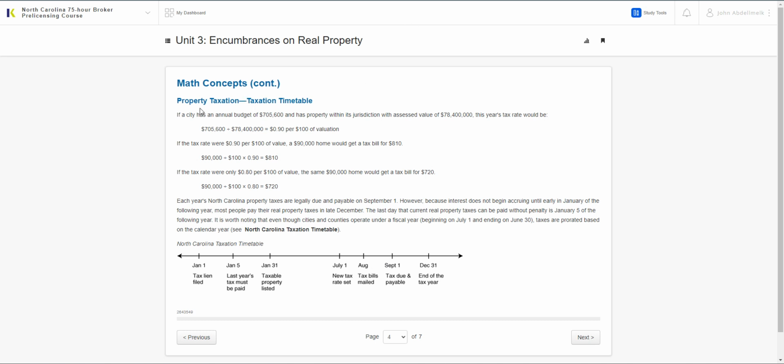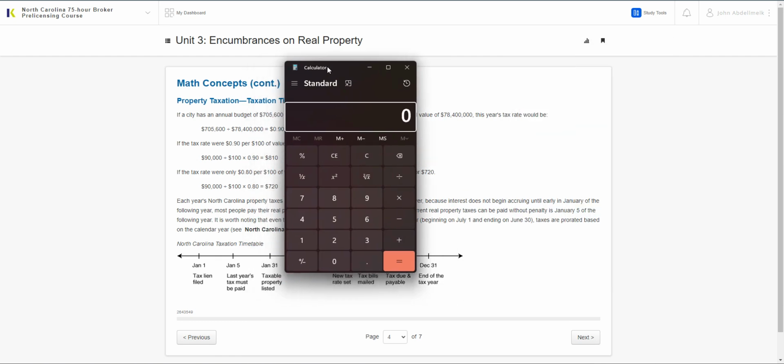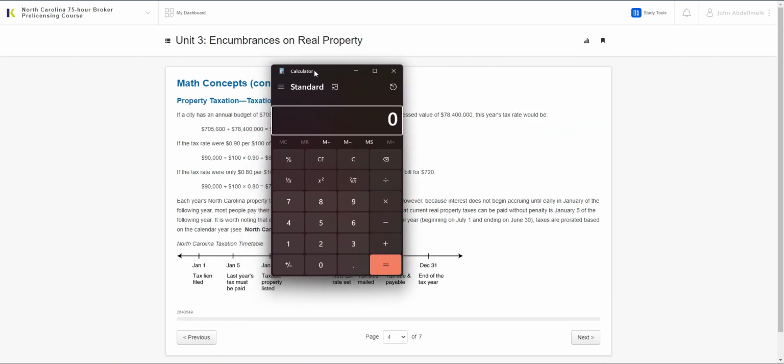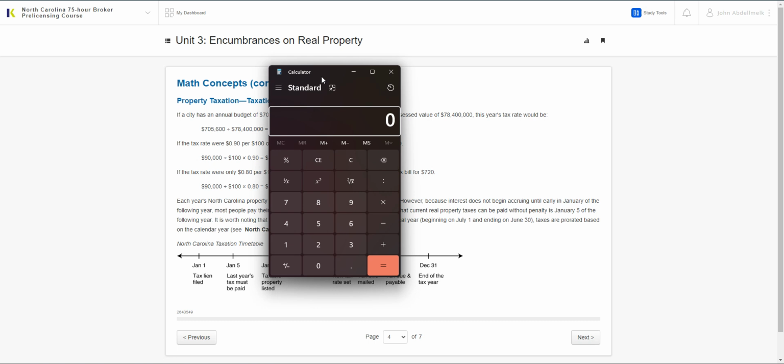Anyways, you have a property taxation timetable. When it comes to multiples, if a city has an annual budget of 705,600 and a property is just within the jurisdiction of 78.5, the tax rate would be that divided by that. I'm not gonna look at the answer though. I'm gonna try to do this on my own first. Okay, cool. I didn't look at it.